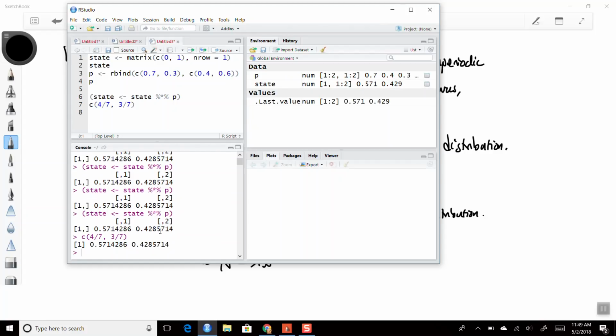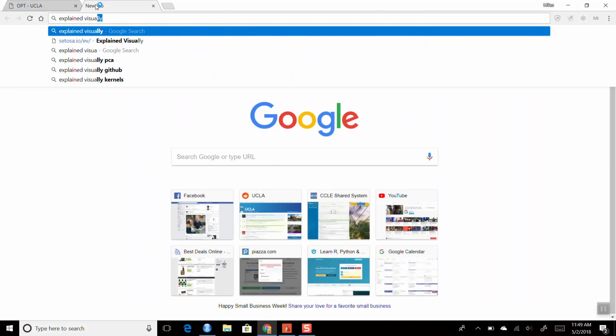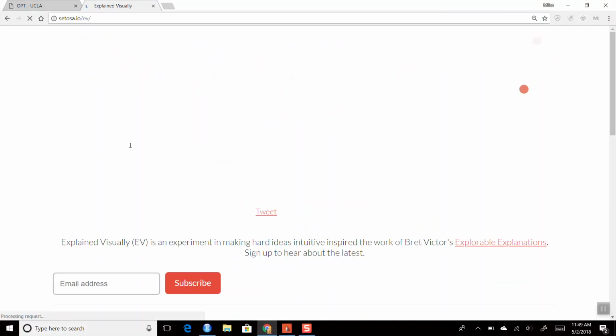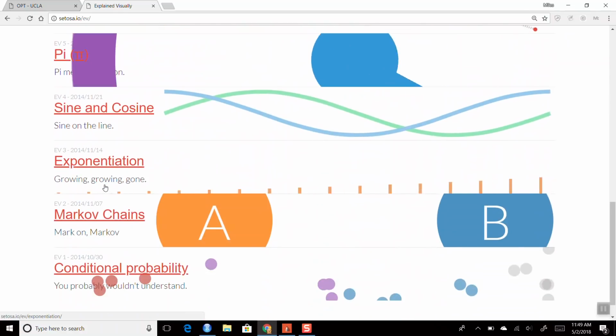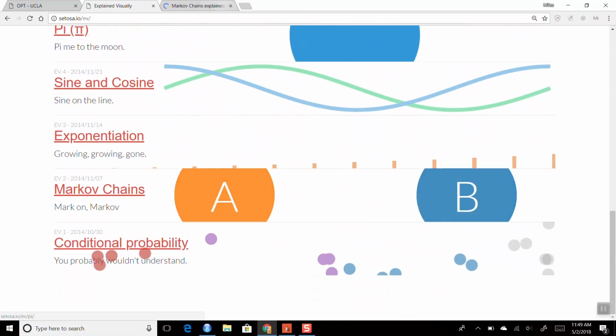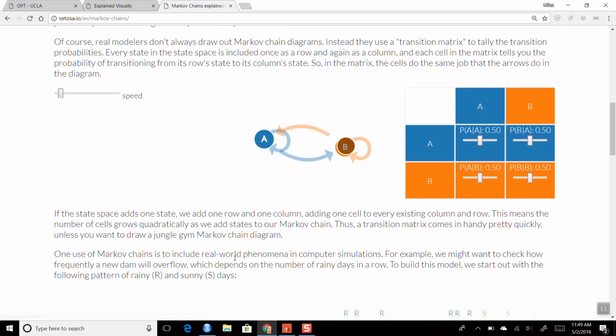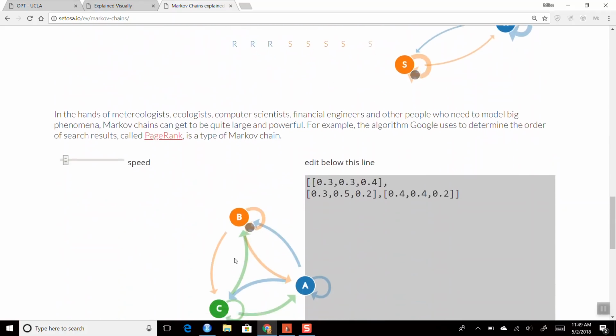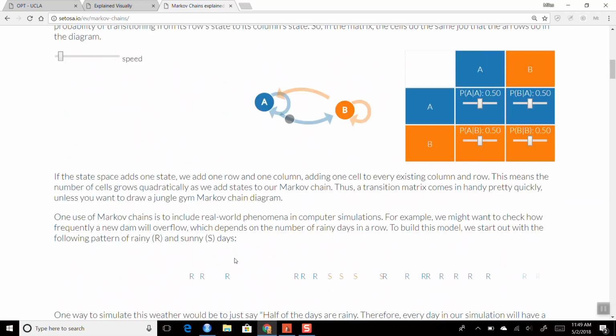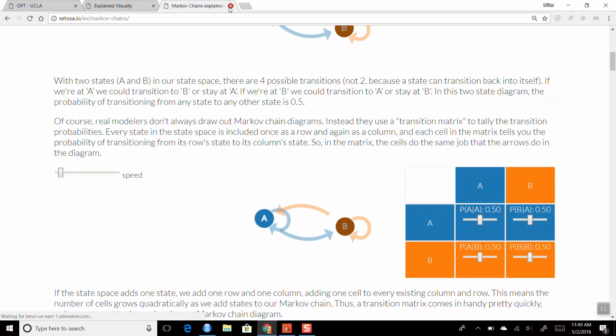Okay, so this is just a very simple two-state Markov chain where some go from A to B and B to A. I'll link a little thing. There's a nice little picture here that explains visually. Here's a two-state Markov chain, and it shows the probability of things transitioning from one to another. And then, well, anyway.